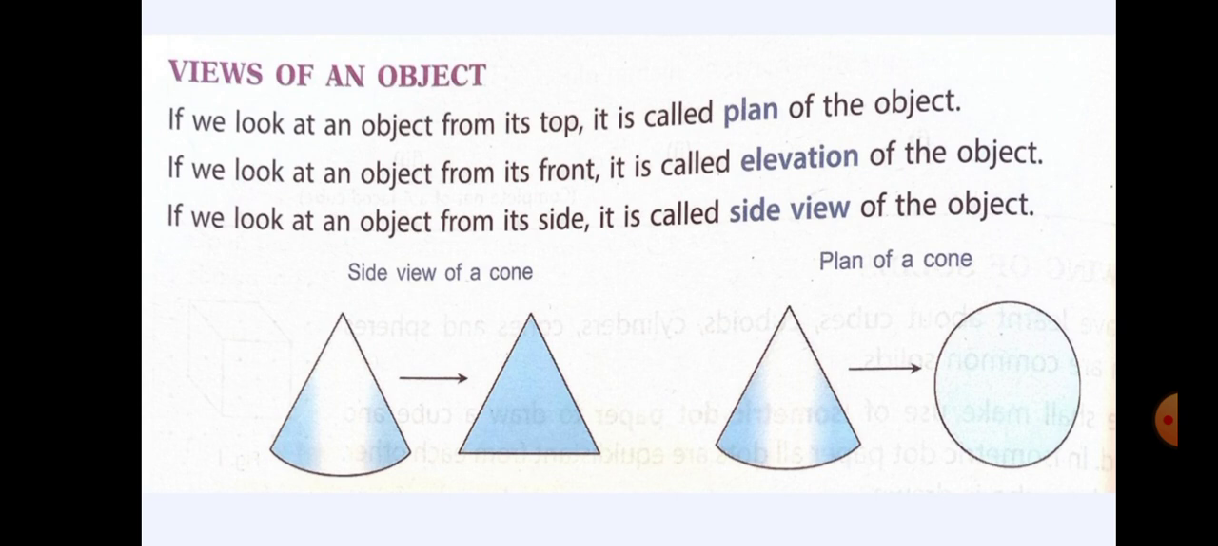If we look at an object from its side, either from left or from right, it is called the side view of that object. Now here you can see a cone shape is given, and when we see that cone shape from any side, it looks just like a triangle. And when we look at the same cone from its top, the bottom is visible in the form of a circle. So that is the plan of a cone.